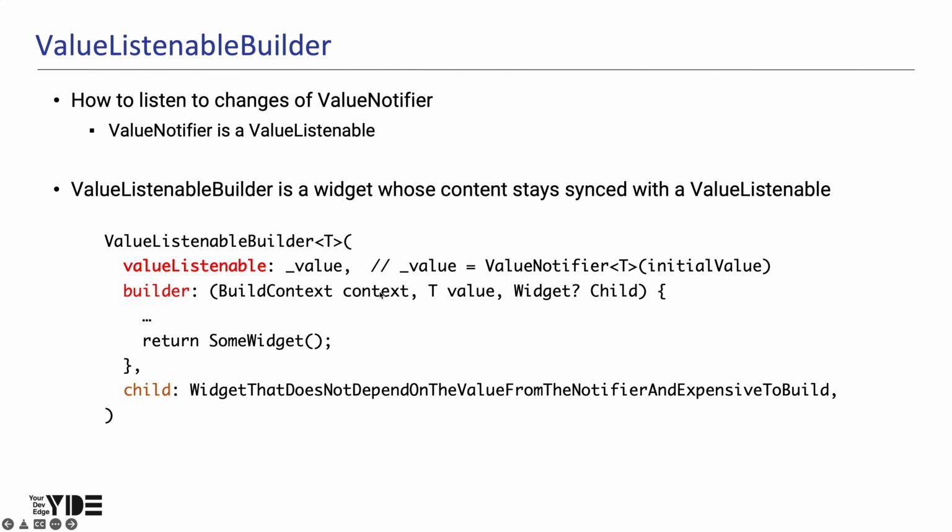The builder has BuildContext, a new value read from ValueNotifier, and an optional child as arguments. Child specifies a widget that does not depend on the value and requires a lot of resources to build. Proper use of the child argument can reduce the scope of rebuild. Now, let's look at an example.